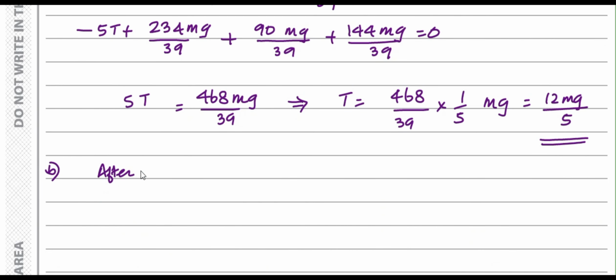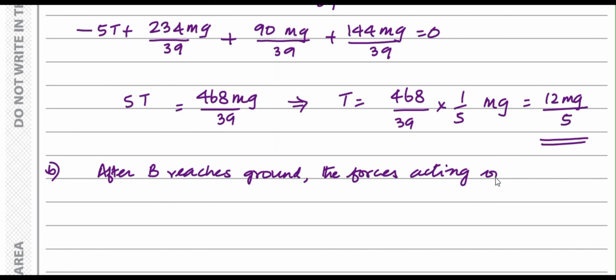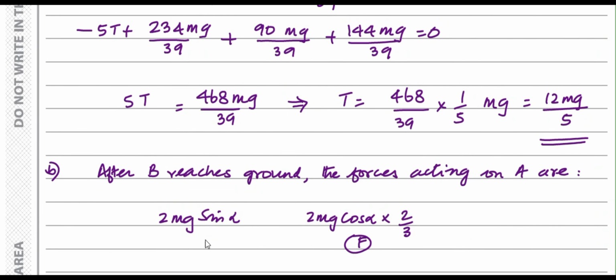After B reaches the ground, the forces acting on A are 2mg sin alpha, and the other one will be the frictional force, which will be 2mg cos alpha multiplied by the mu value. So this is the frictional force and this is the force driving it down.